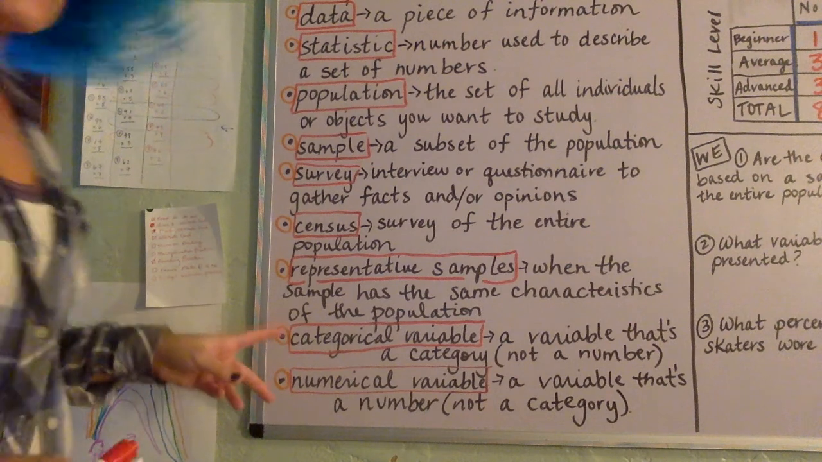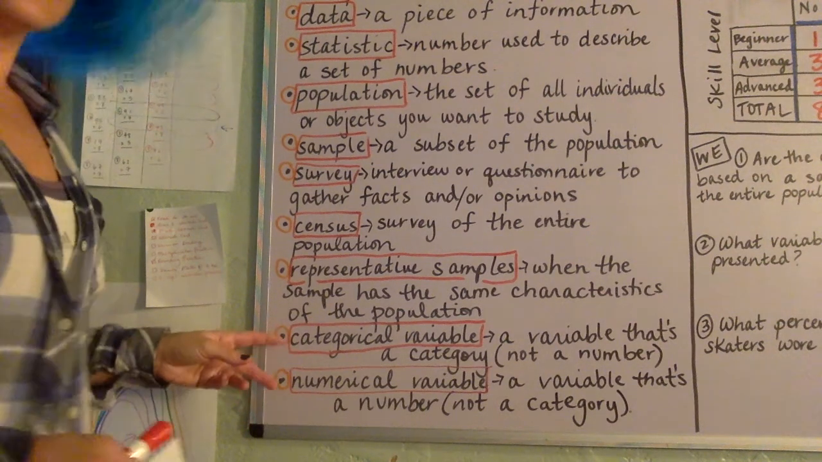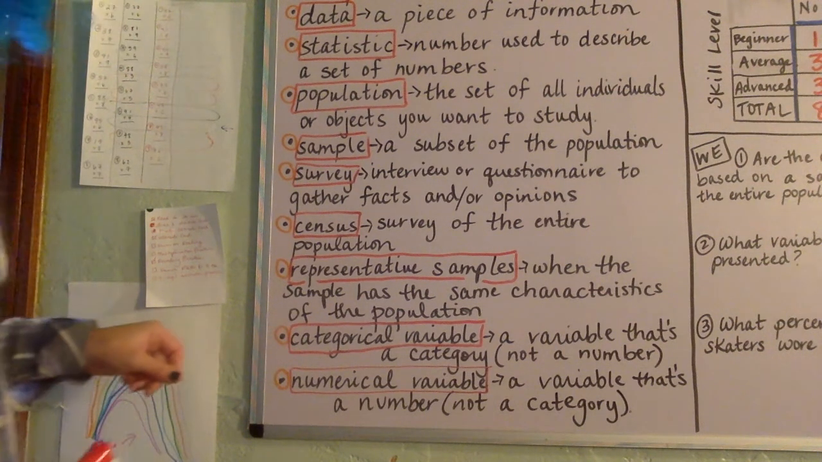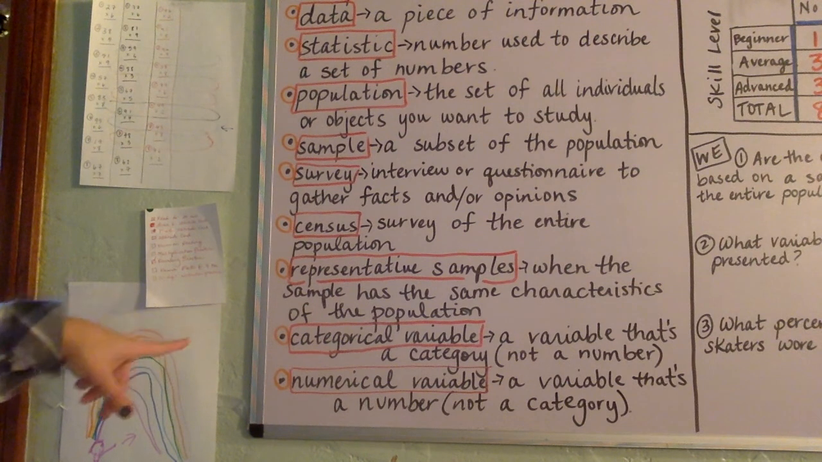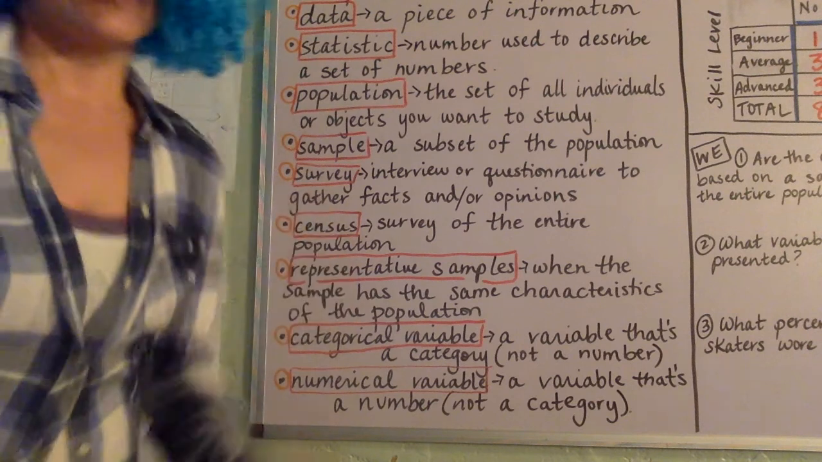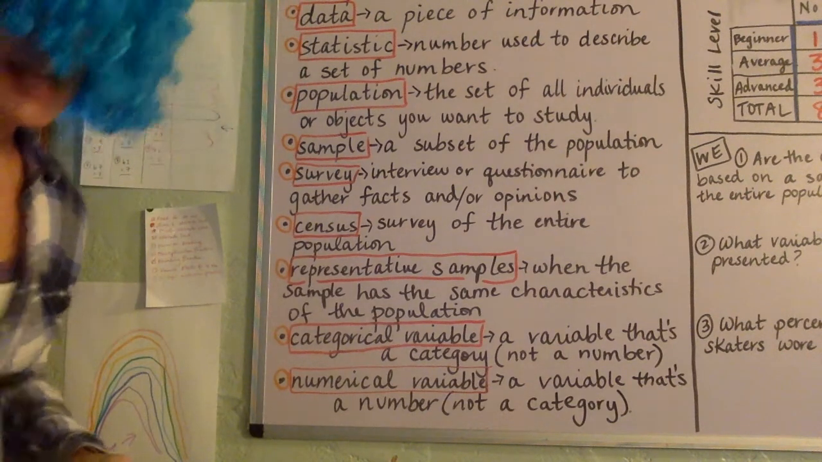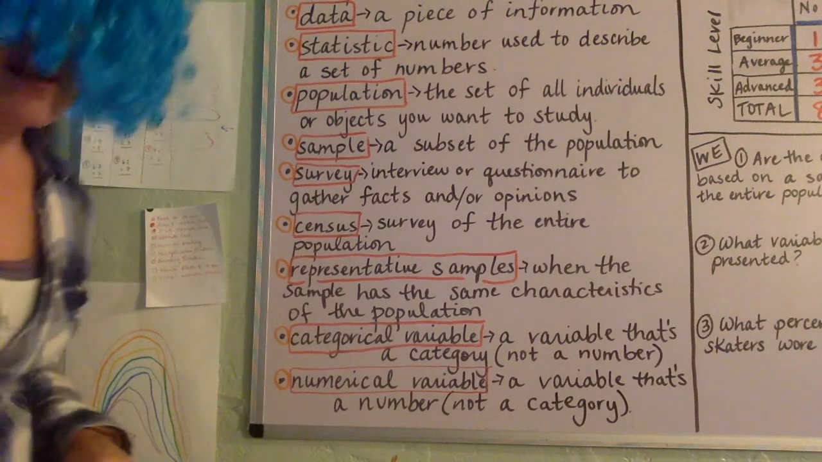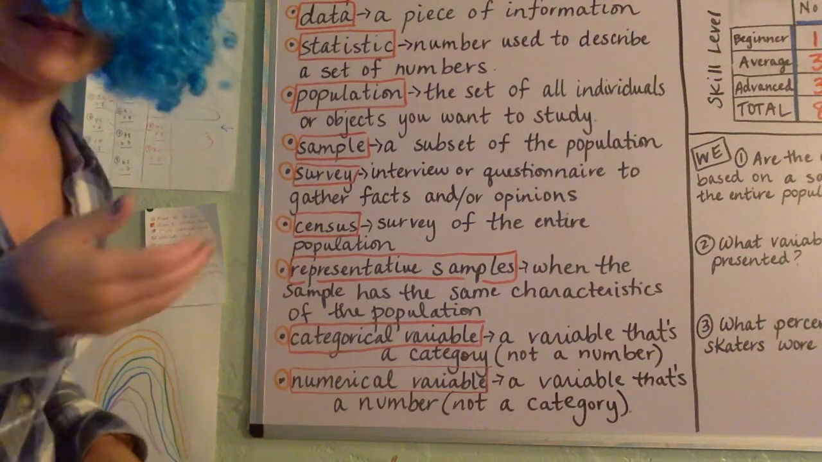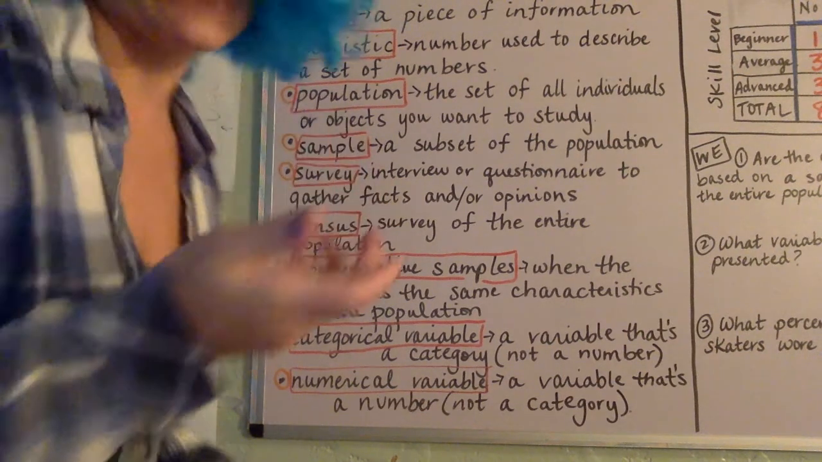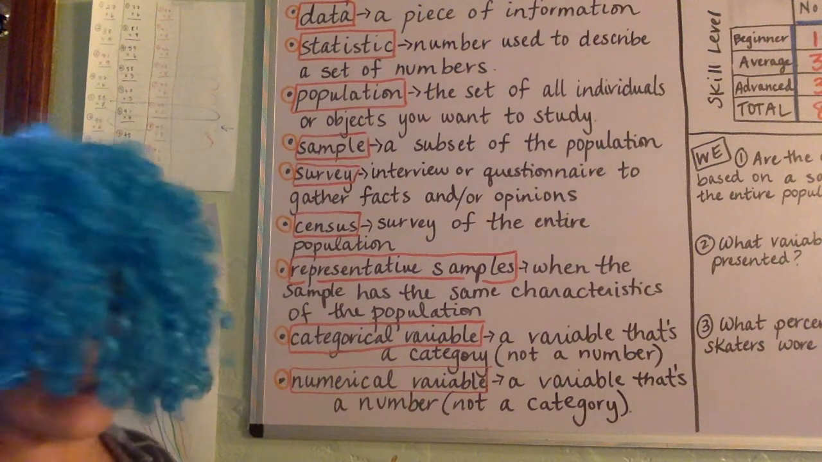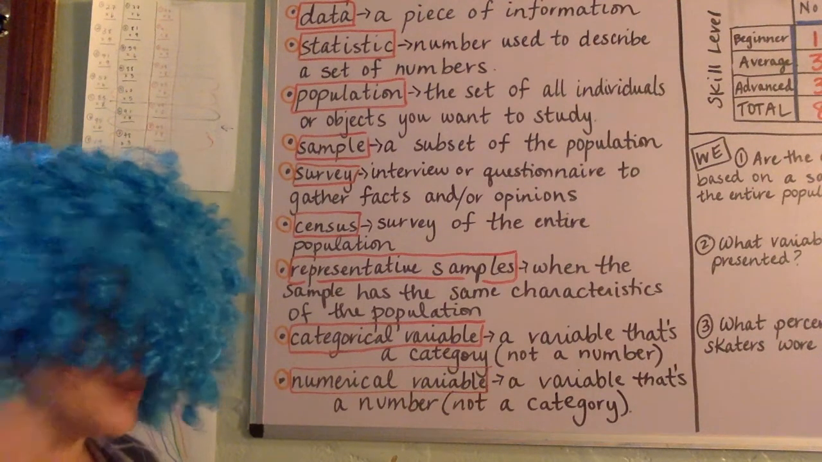Pay careful attention to these two, because you're going to have to deal with these on your mastery check. A categorical variable is a variable that's a category, not a number. So when you ask people, for example, what's your favorite color, they tell you something in words, they give you a category, like yellow or orange or maybe even blue.